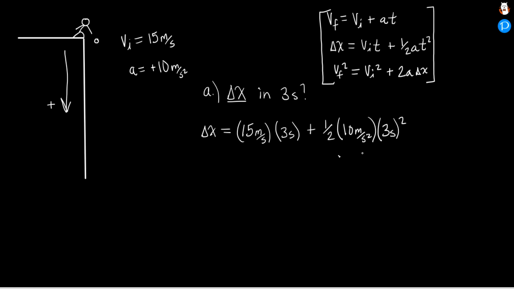3 seconds squared. Let me simplify this. So let's start with this. I've got 15 meters per second times 3 seconds. Now notice that seconds here is actually going to cancel out from this because seconds would be in the numerator for this, denominator here. And so those are going to cancel out when we multiply these two terms. 15 times 3 is going to give us 45, and it's just going to be meters that's left over for my units there.